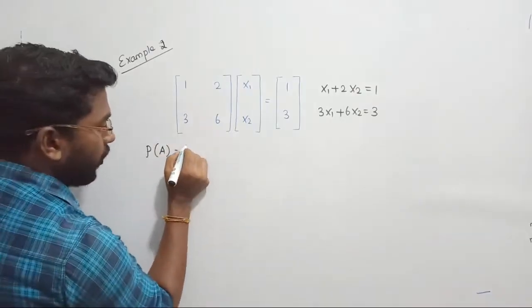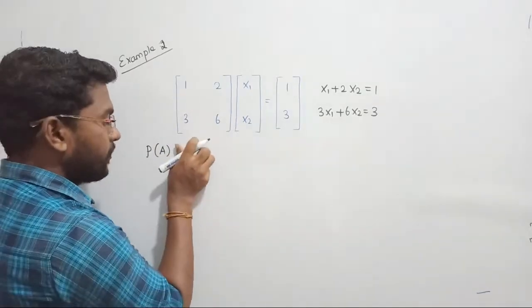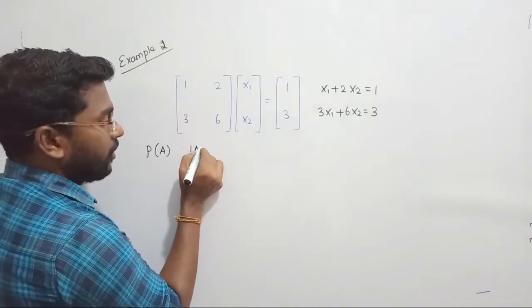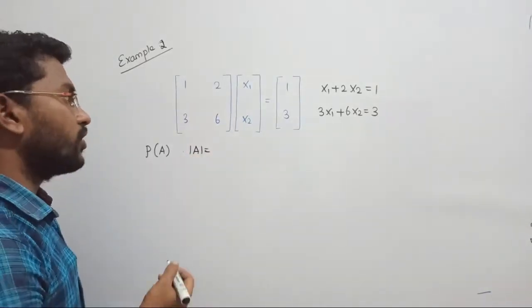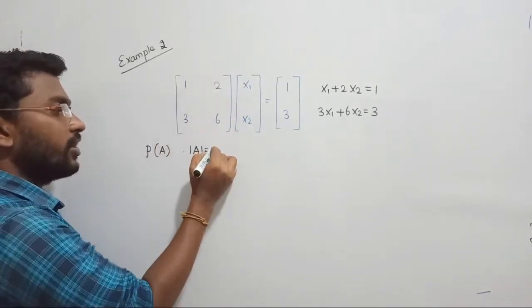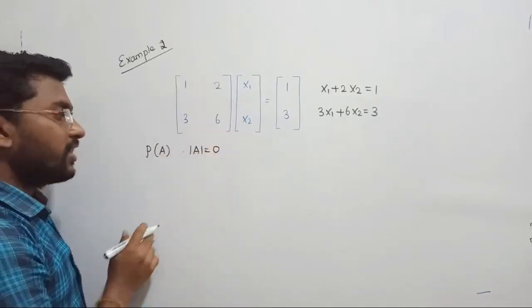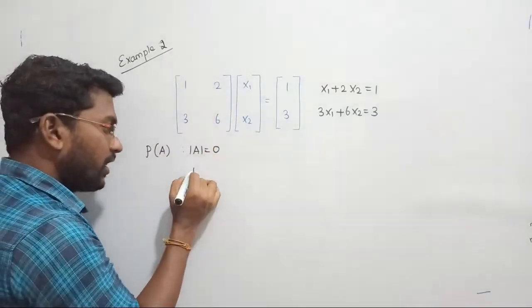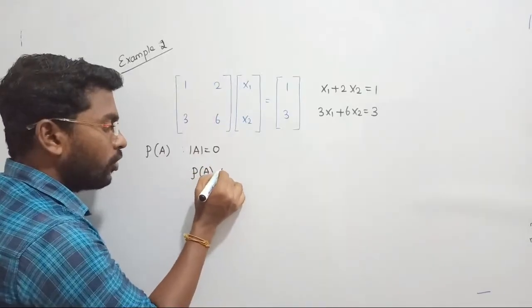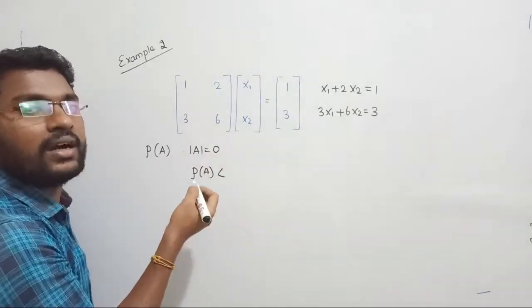Rank of A. In order to find the rank of the matrix, the first step is to find the determinant of the matrix. The determinant of the matrix is going to be what? 6 minus 6 is going to be 0. What will be the rank of the matrix? If the determinant is 0, then that matrix is called a singular matrix.